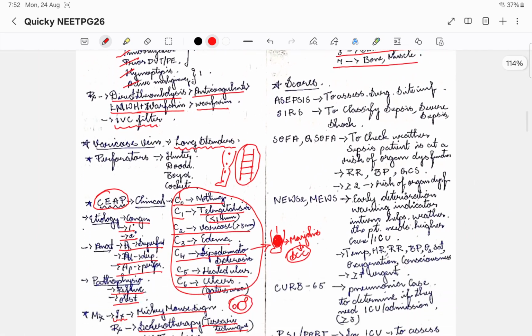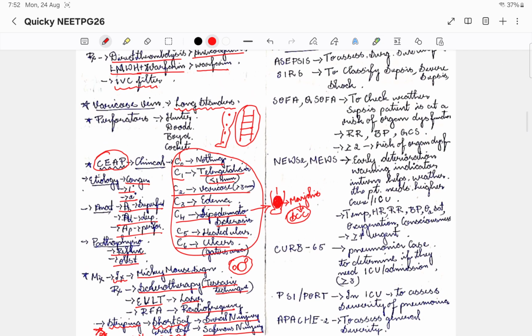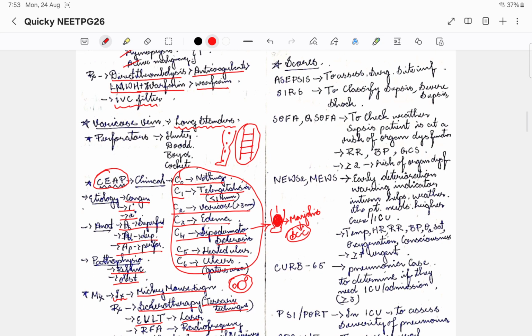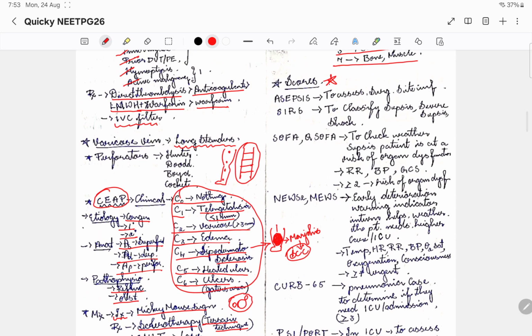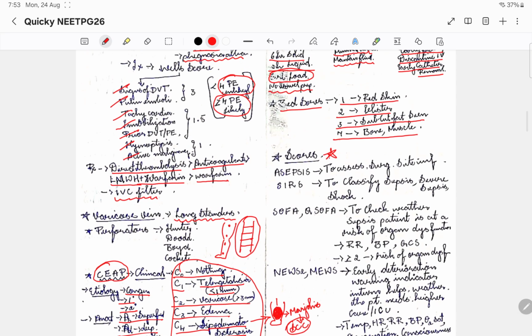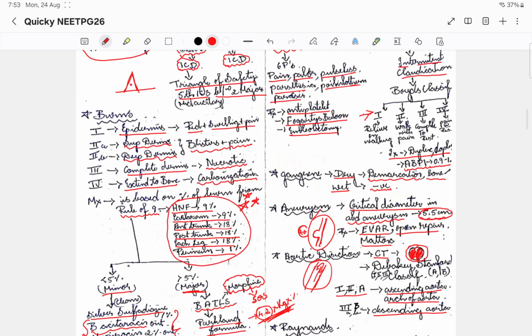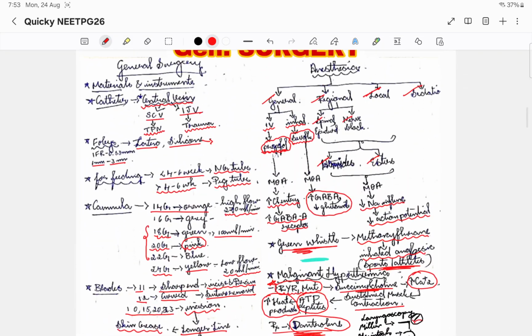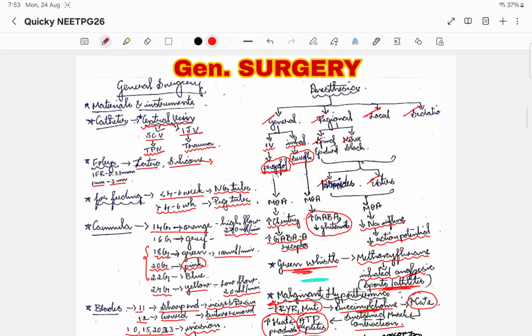Coming to scores, I've given all the scores, and I'm not going to explain everything here. There is a chart at the end of the PDF, so please go through the scores just before going into your exams. So this is all and everything you need to know with respect to general surgery. All the specific surgeries, particular systems and all, we will discuss in systemic topics. Thank you.